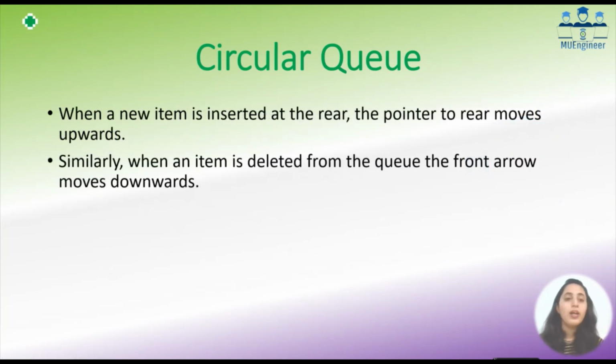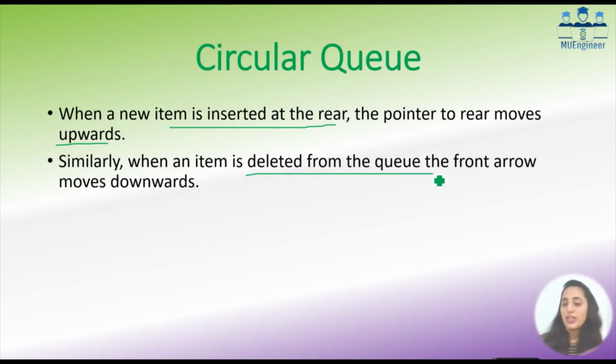Now let's move ahead. So when a new item is added or inserted at the rear, the pointer to the rear moves upwards. Means it keeps on adding by 1. Whenever a new element comes, rear plus 1 happens. So when an item is deleted from the queue, then the front arrow moves downwards. That means front is also moving ahead.